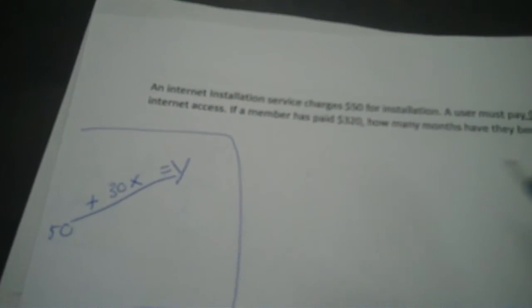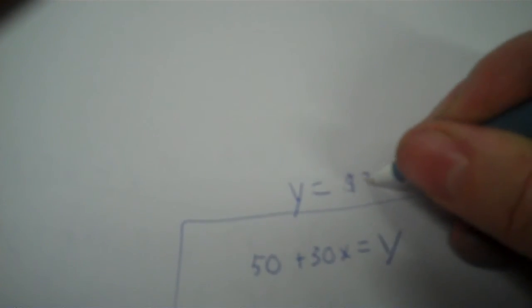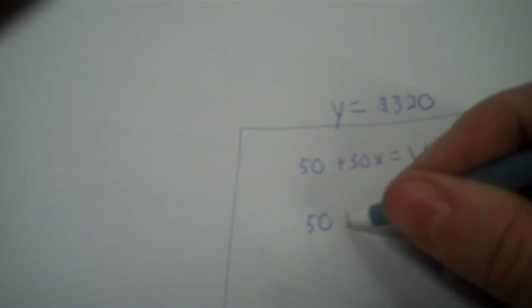Okay, now I have to find the months, so that means I have to solve for the X. And I have to now get the Y out and actually put a number in its place, and we're going to put $320 in for Y. So take your Y out and put 320. So 50 plus 30x equals 320.